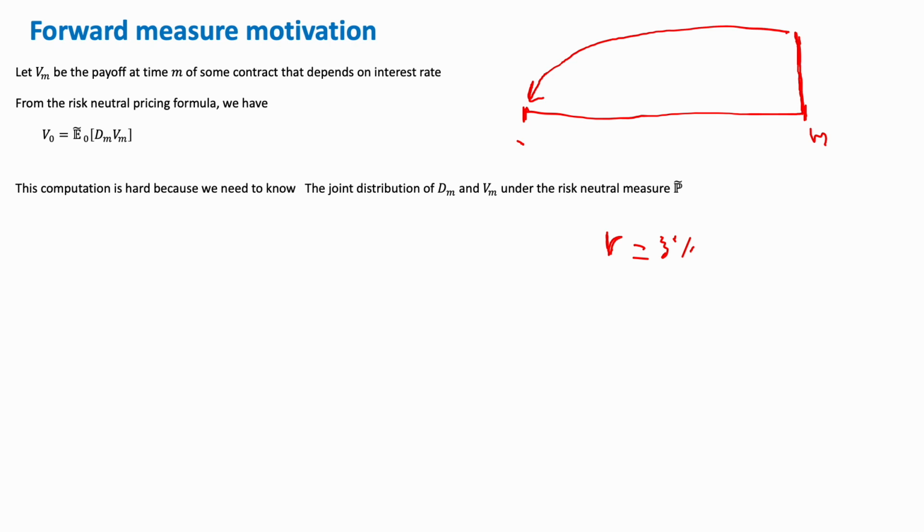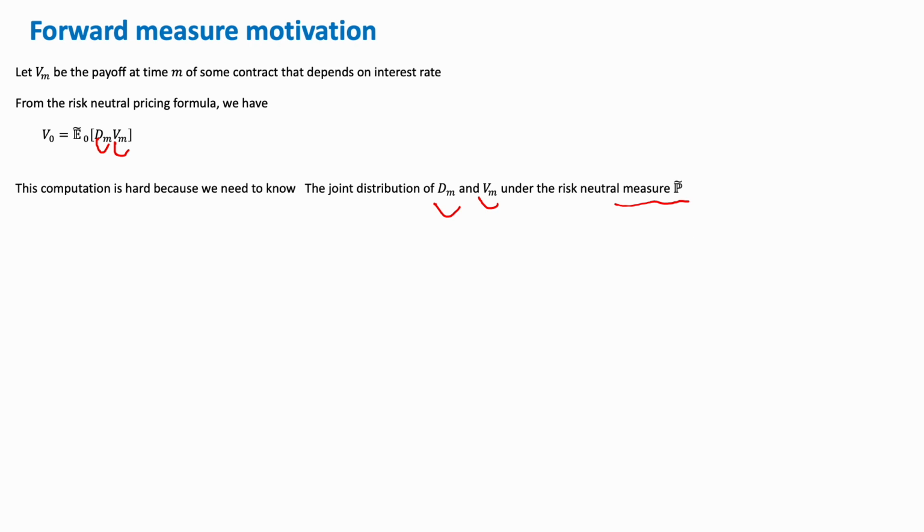To be able to do this, you need to know the joint distribution of D_M and V_M under the risk neutral measure P tilde, right? And the reason why you need to know the joint distribution is because this is a random variable, this is a random variable, and we don't know that they are independent. They are potentially dependent. So there's a lot of things that we need to know. And just working with these joint distributions can be hard, right?